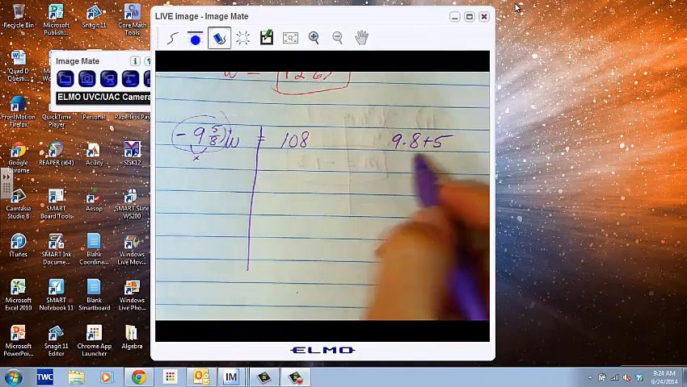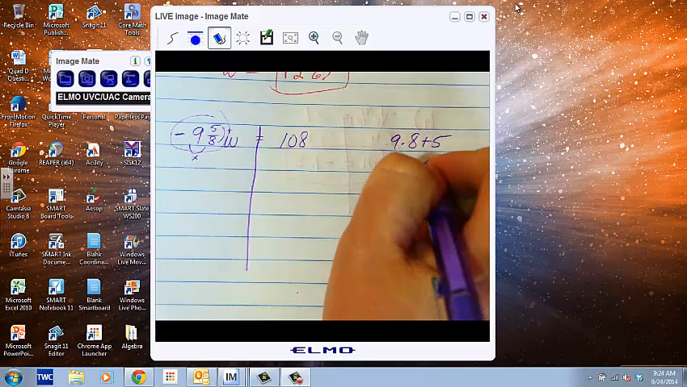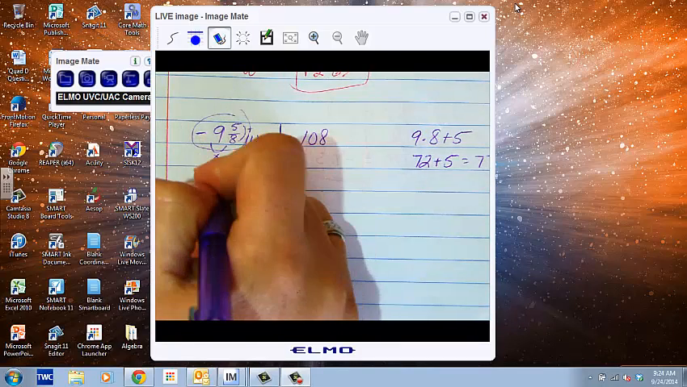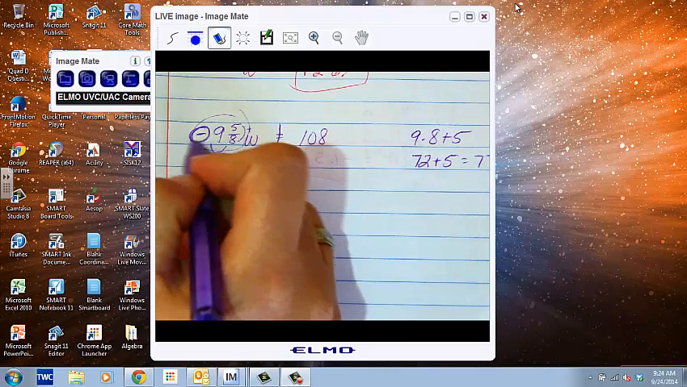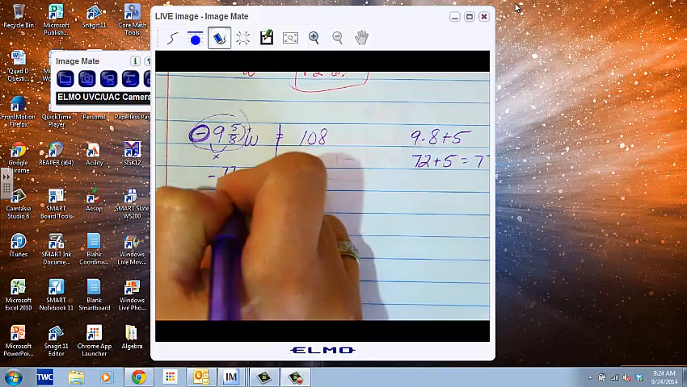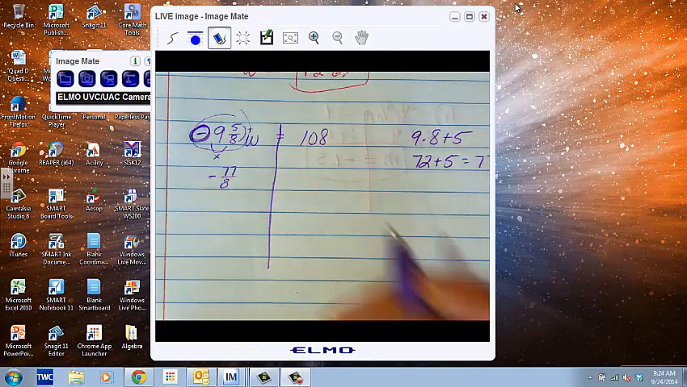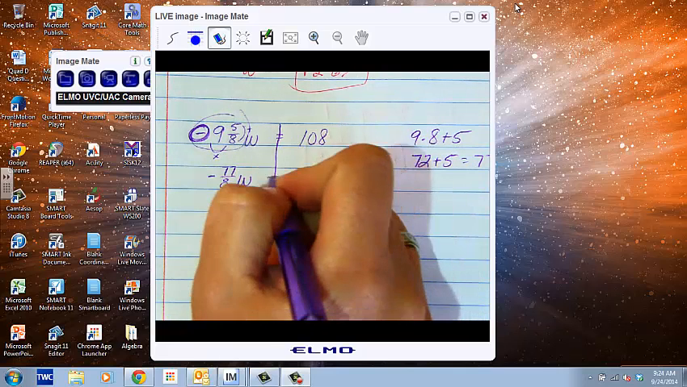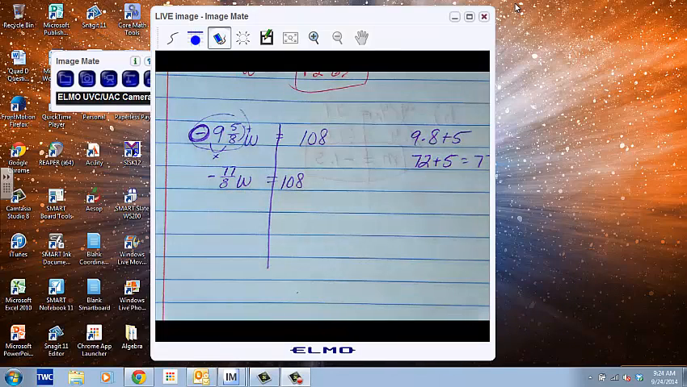number. So 9 times 8 is 72. 72 plus 5 is a 77. So my top number is now a 77. But don't forget this negative sign right here. So it's a negative 77 over 8 is what this becomes as an improper fraction. So I have a negative 77 over 8W equals a 108. And now I can go ahead and solve.